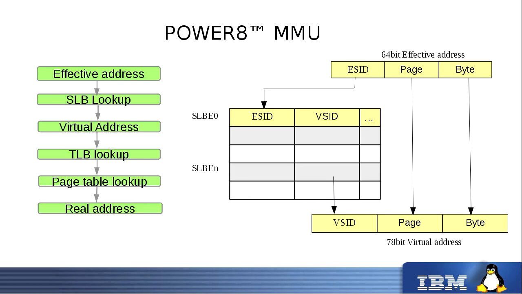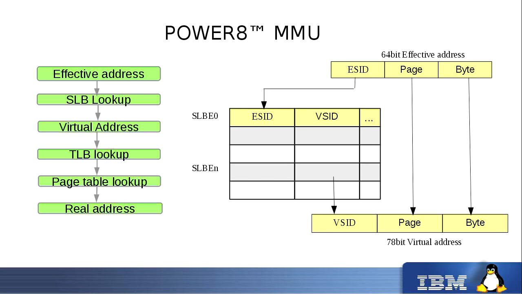So when you context switch an application in and out, we will flush that segment table and pull in the one specific to that process. So if a process uses an address X, we go and find the effective segment ID for that X, look up the segment table, get the virtual segment identifier for that segment, and build a 78-bit virtual address. So this is part of the problem.